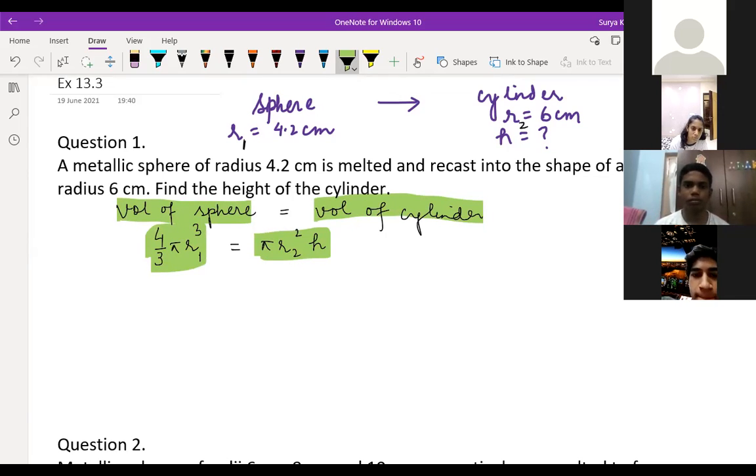So both sides pi is coming. Simply, what you do is cancel pi and pi first. Okay, now see, you can write here 4 by 3 R1 cube. R1 cube is nothing but 4.2 into 4.2 into 4.2, is equal to R2 cube.